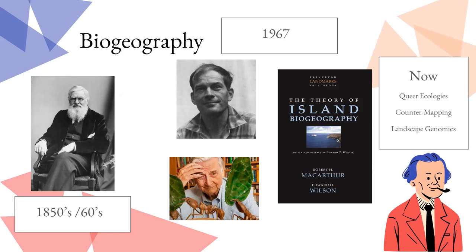And then in 1967, we have two really big heavy hitters that pushed the realm of biogeography, really exploded the field. This was this book right here, The Theory of Island Biogeography. This is MacArthur up here, who died when he was in his 40s, sadly. And then E.O. Wilson, who recently just passed away. Both of them are seen as the fathers of modern biogeography.